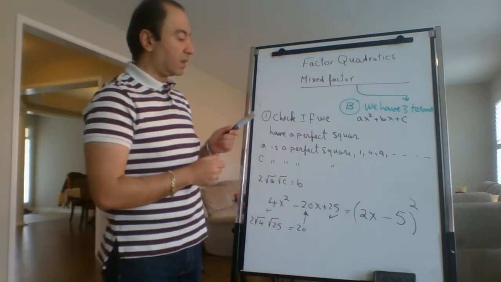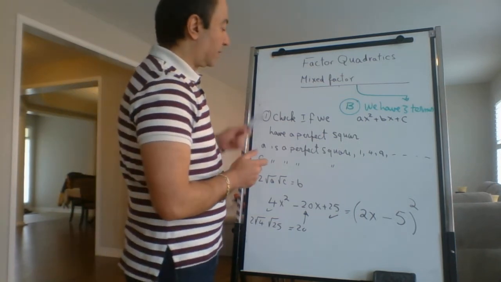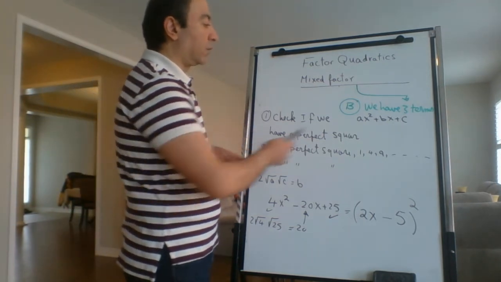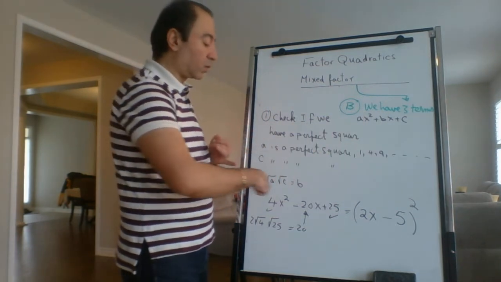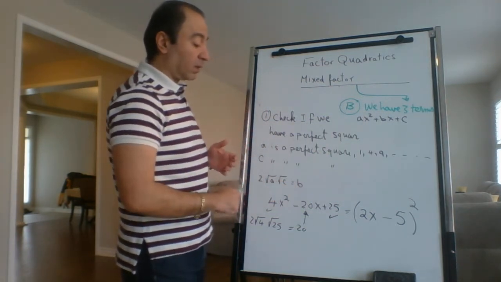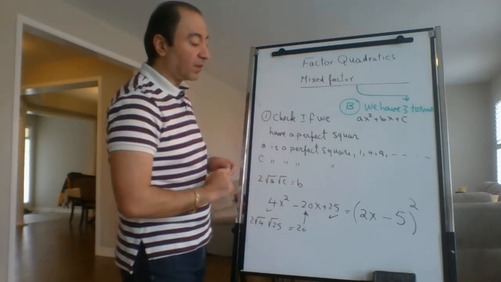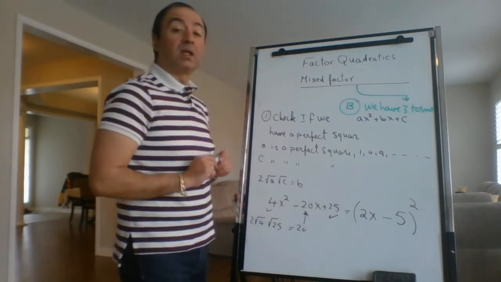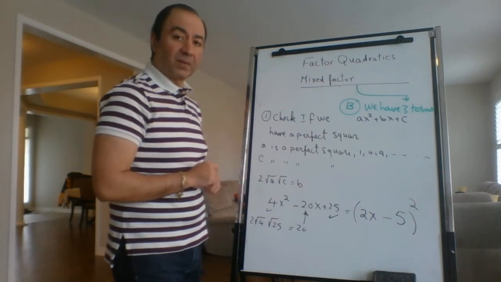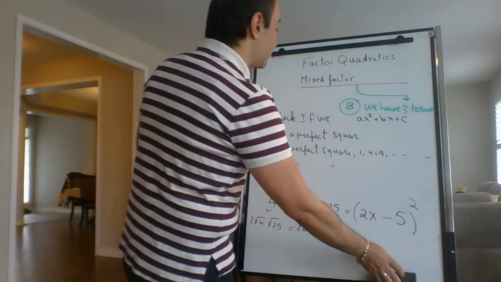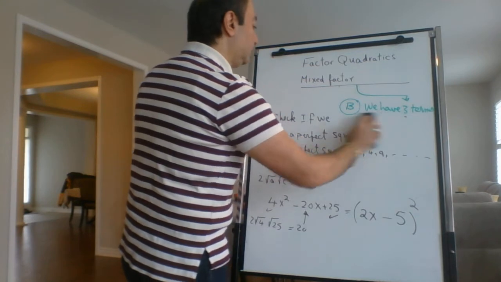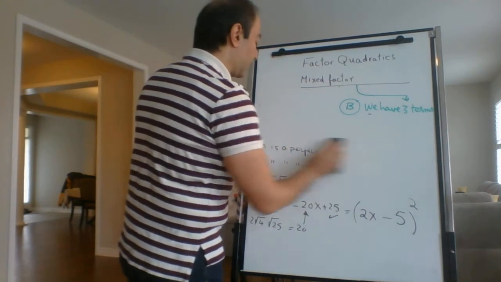So this is the first thing we need to do if we have 3 terms. First thing, look for common factors. Then check what we have inside: the perfect square or not? If yes, do the factoring of the perfect square. Okay? Now, the second step.